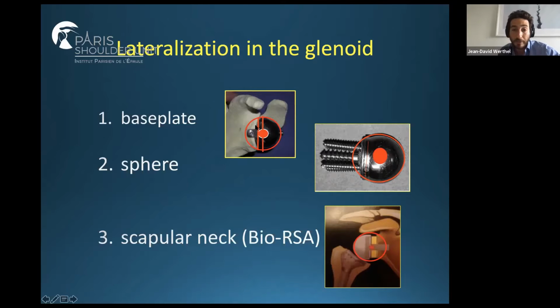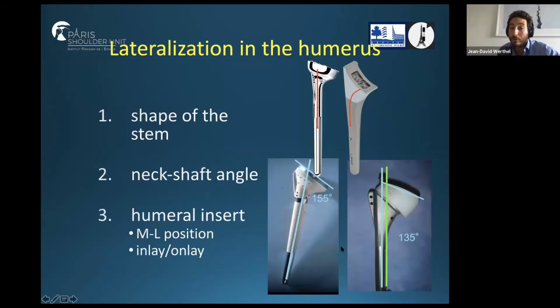Or if you think that metal is not a good option to lateralize, you can keep exactly the same design as your usual glenoid, but lateralize by adding some bone here. What you do in reality is modify the shape of the scapular neck, the anatomy of the neck, in order to lateralize the joint. You can also lateralize in the humerus, okay? You can lateralize on both sides.